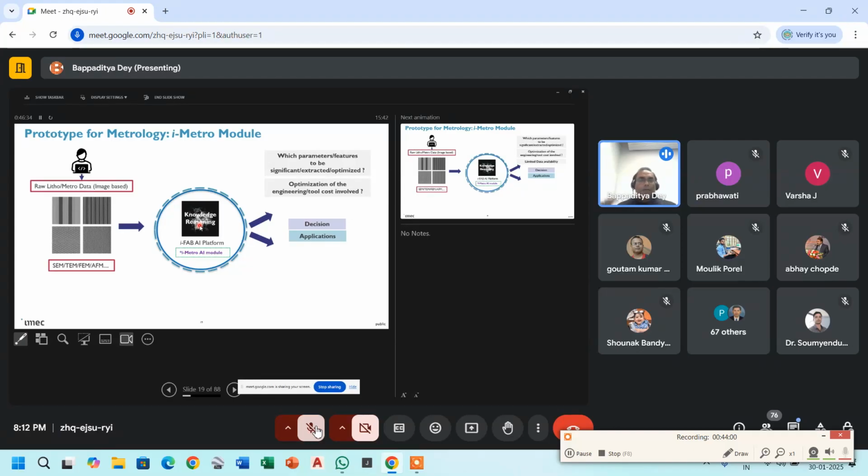If you think about your application domain, basically you have done the reverse thing. You basically decided which parameters or features are significant, and should be extracted or optimized, right? Optimization of the engineering tool and cost involved, always keeping in mind that you have very limited data available. Sometimes you may have only one image, right? The defects I'm showing are stochastic, so maybe it can happen just once. That means your model has to have some adaptive mechanism to cope with this problem of limited data availability.